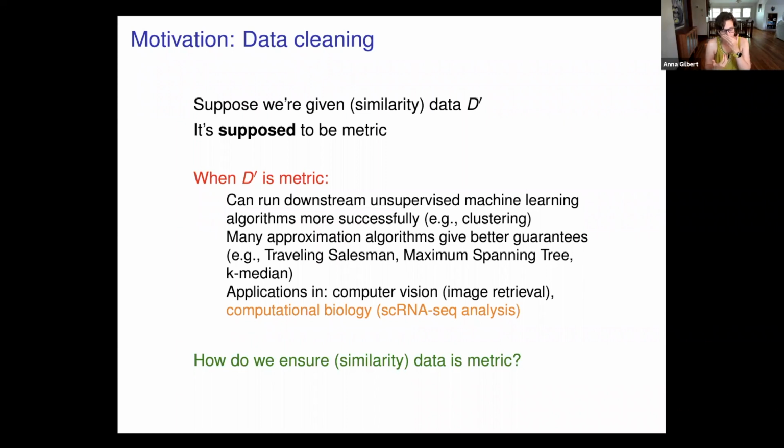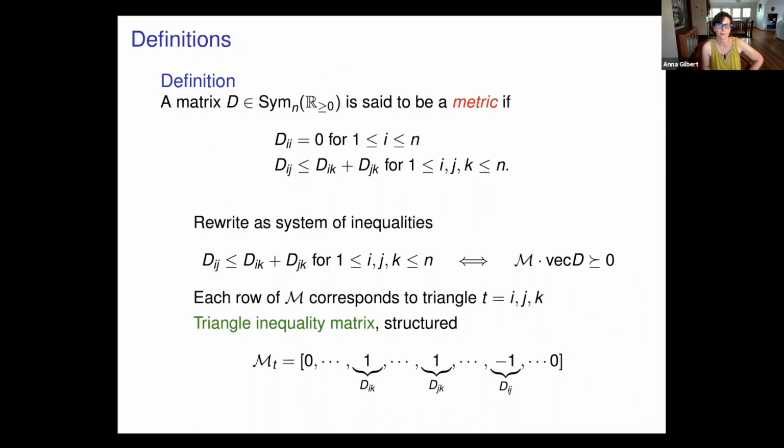There are specific sub-analyses of when your TSP problem is in a Euclidean space, for example. So traveling salesman, minimum spanning tree, k-medians. There are certainly applications in computer vision, like image retrieval. And then I have highlighted in orange single cell RNA sequencing analysis. So if the world is great, or at least better, when you have data that is consistent with a metric, how do you ensure that when you're given data? So let's try and define what we mean by repairing a potentially broken metric, or cleaning up the data.